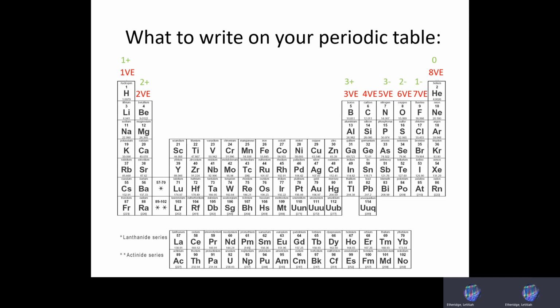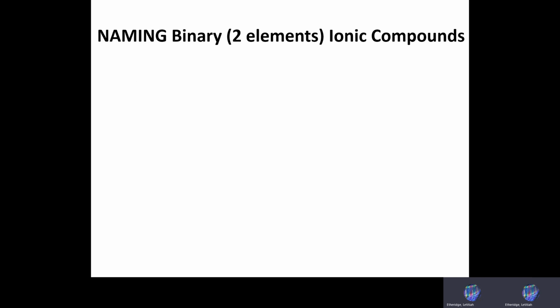Once again, remember that the noble gases, they are happy. They have 8 valence electrons. They are completely stable. They don't want to gain or lose electrons, okay? So you should at least have those things on top of your periodic table. You might also have some numbers along the side of your periodic table from when I was walking you through the periodic table. You may have that information as well. Okay, let's get into naming.